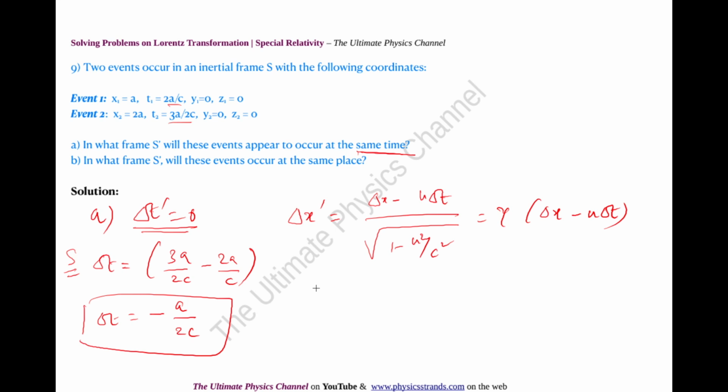So for the first part, since same time, it is del t prime that is equal to 0. And from this equation, I can write del t prime is equal to gamma times del t minus u del x over c squared. Since del t prime is 0, this term is 0. So I can write del t as equal to u del x over c squared.